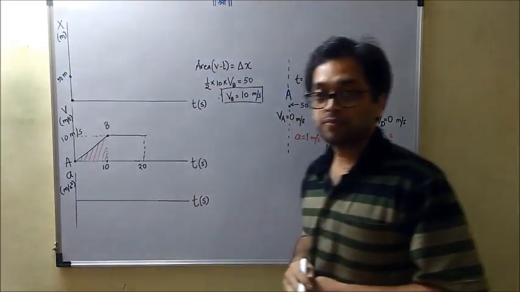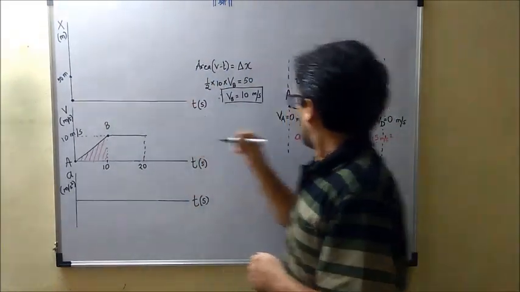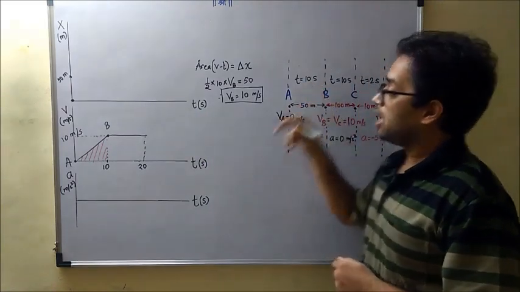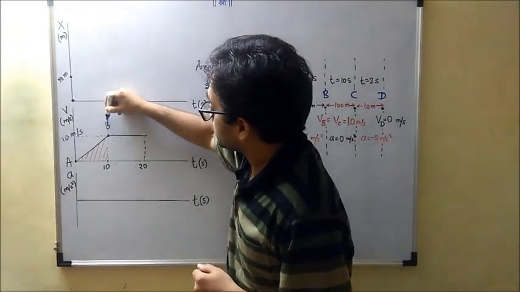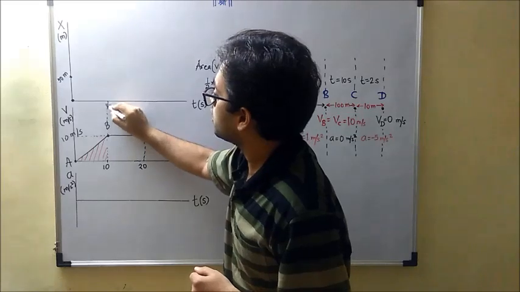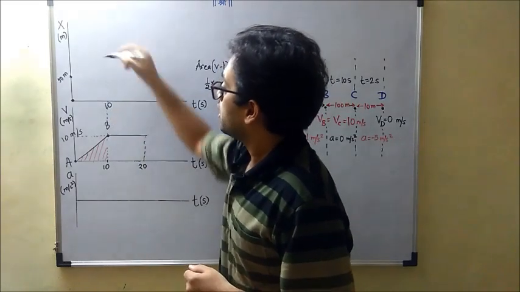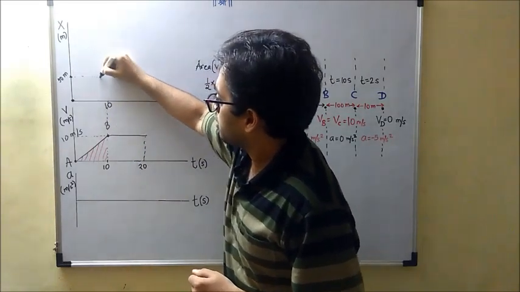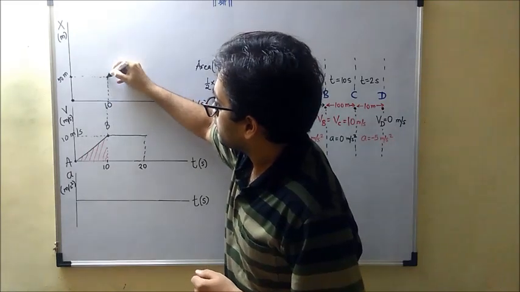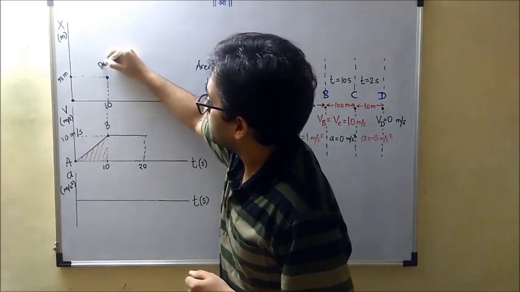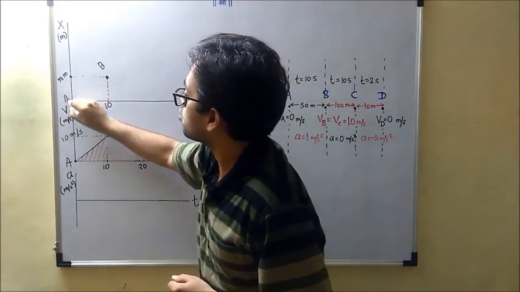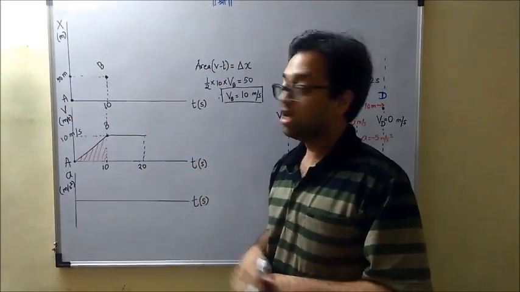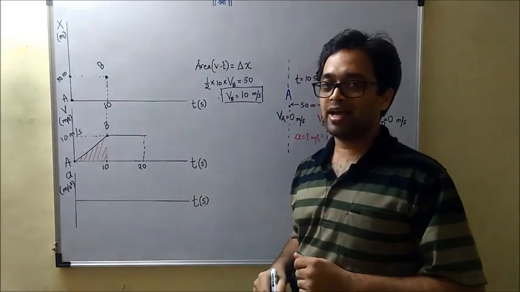50 meter. Okay. And after how many seconds does that happen? After 10 seconds. So just extend this here. This is your 10-second mark. And this is your 50 meter mark. So just join them. This is your point B on position time. This is your point A on position. Now A to B, how will you join that?